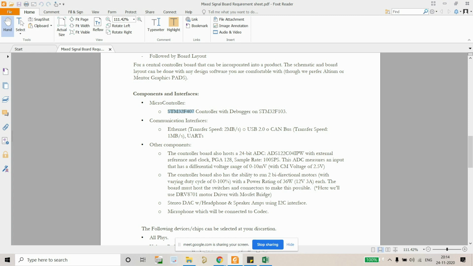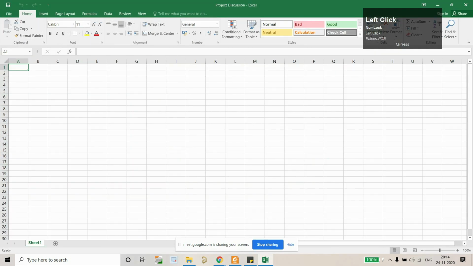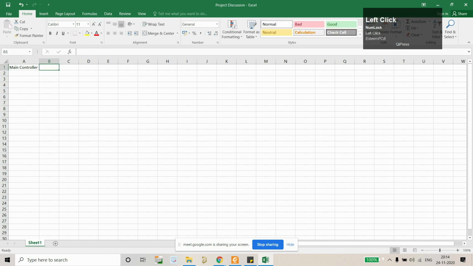Okay, so then we will follow a procedure, and I'm going to mention everything in this sheet, and after the session I will share this sheet with you. Let's suppose we have to select our main controller. Now we don't know what all the parameters required are. So the first thing we need to do is analyze what components or peripherals we are going to connect.